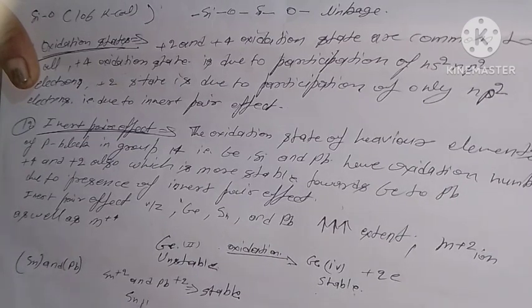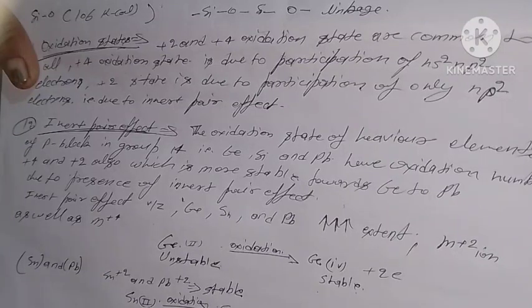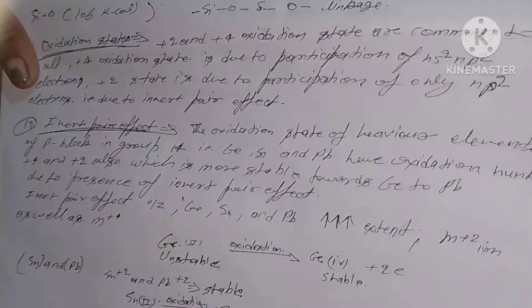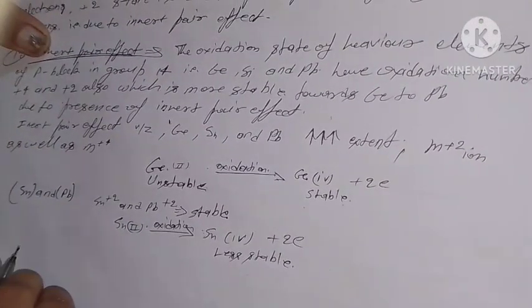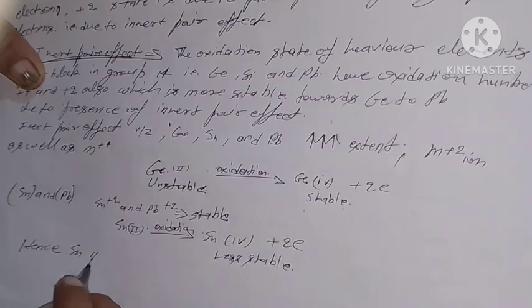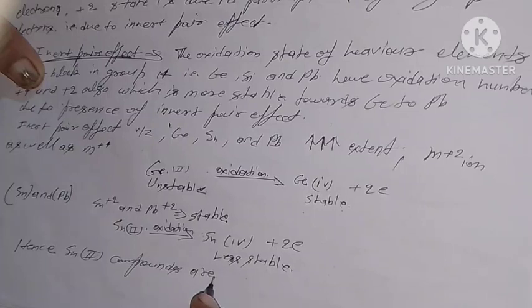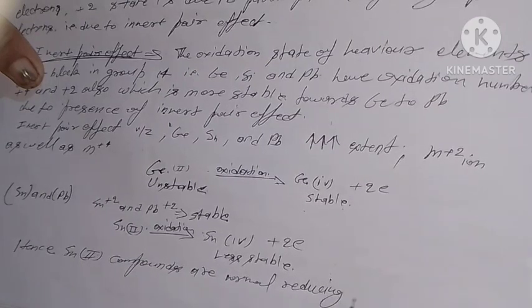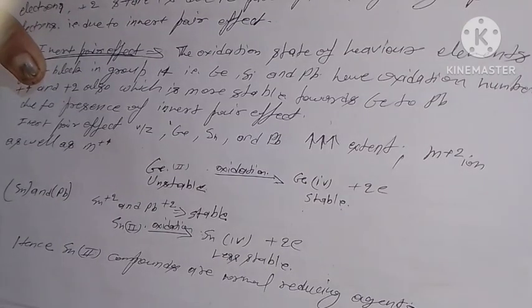Sn+2 oxidation gives Sn+4, which is less stable. Hence tin +2 compounds are normal reducing agents.